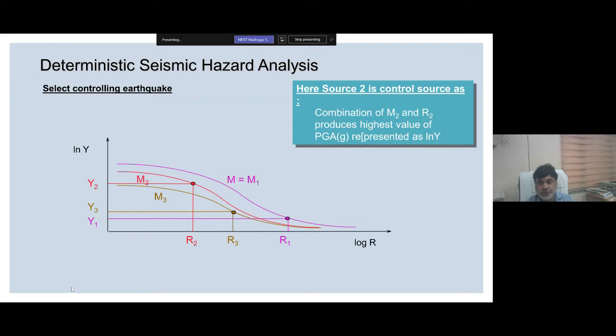So here you can see that the combination of M2 and R2 produces the highest value of the PGA on the y-axis. Here y is the PGA, plotted as log y against log R, the distance.